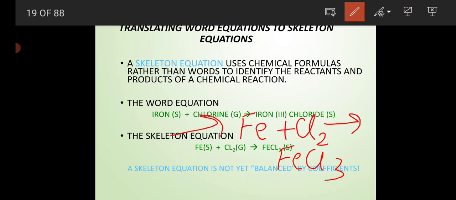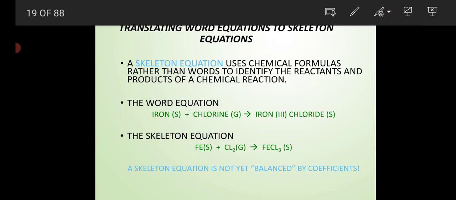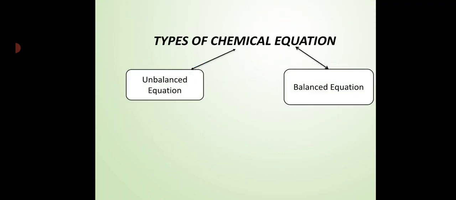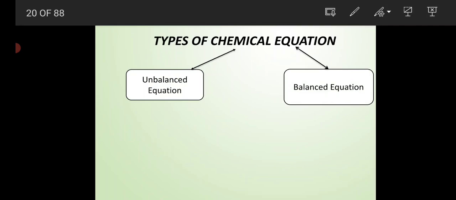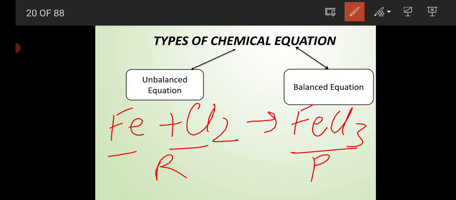But when you see, the number of atoms on both sides is not equal. Based on that, basically two types of equation are there, which are called unbalanced equation and balanced equation. So the earlier reaction is that Fe reacts with Cl2 and gives you FeCl3. This one is the reactant side and this one is the product side. On both sides the number of atoms is not balanced, meaning one atom of iron is here, and one atom of iron is here on the product side.